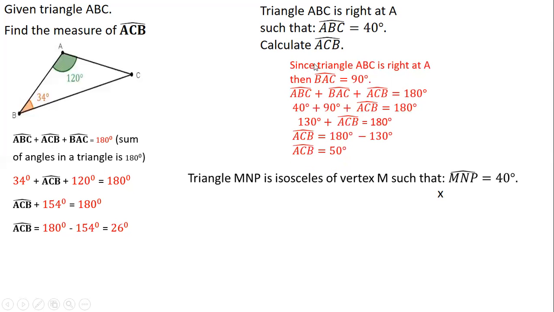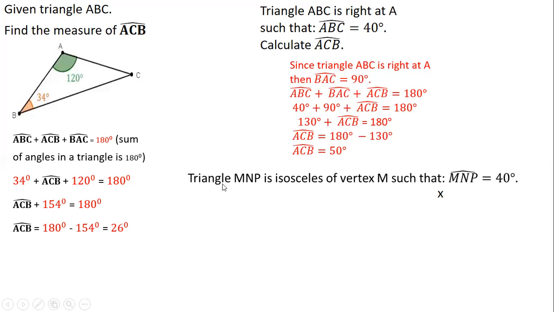So we say, since triangle ABC is right at A, this means directly angle BAC should be equal to 90 degrees. We start with the sum of angles in a triangle equal to 180 degrees. Now we replace each given angle, then we calculate the missing angle ACB is equal to 50 degrees. This writing is very important. Please, while watching this video and after watching the video, practice these exercises alone on draft to know how we write.